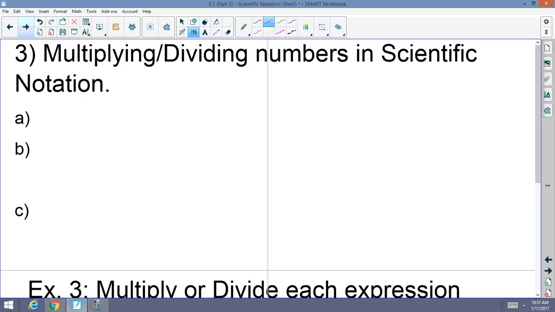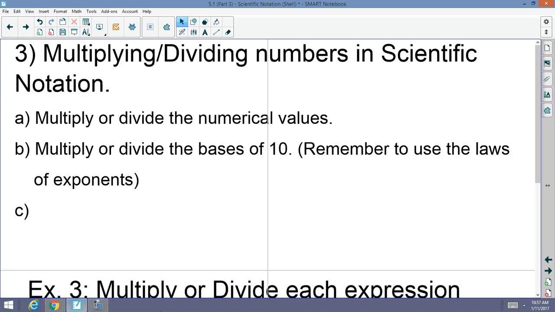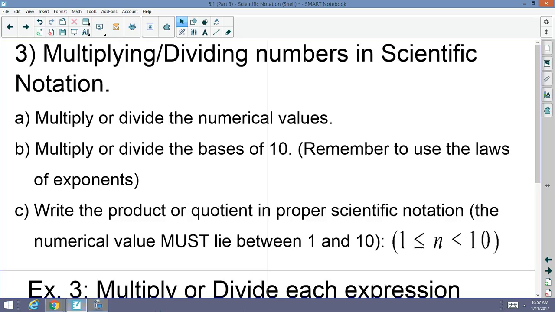Okay, got to multiply sometimes numbers that are already in scientific notation. Well, there's very simple rules. Number one, multiply or divide the numerical values first. Multiply the numbers first. Then multiply or divide the bases of 10. Remember to use the law of exponents. Hint, hint. And then step 3, write the product or quotient in proper scientific notation. The numerical value, remember, must be or lie between 1 and 10.